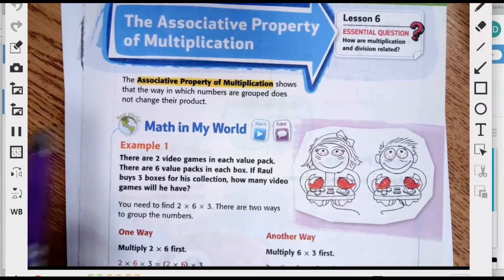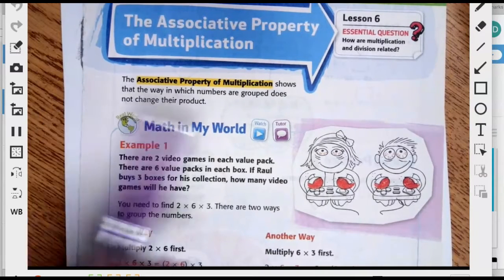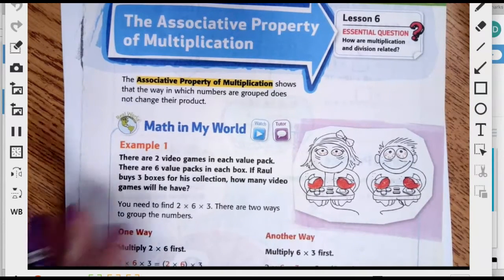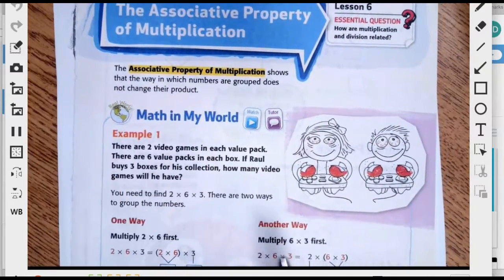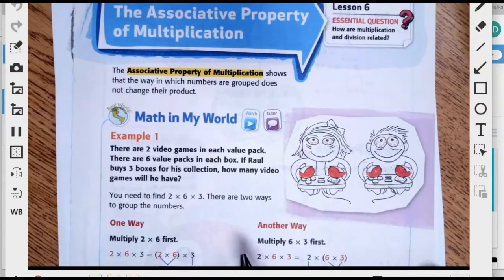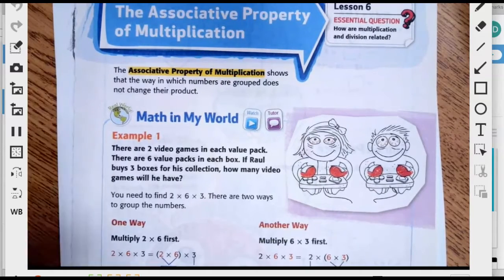Okay, so today's math lesson was chapter 3, lesson 6, page 167. I'm going to go over 167, 168, and then you guys are going to have to finish 169, 170, 171, and 172. Okay, it'll be in Google Classroom.